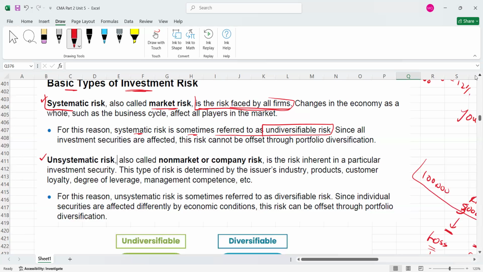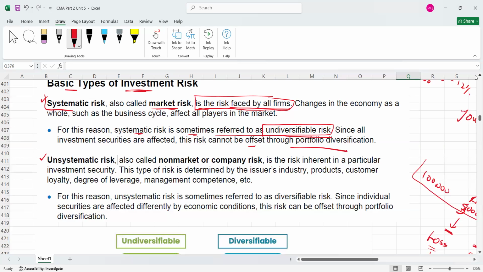You cannot eliminate. Now the point is that these risks, as we will see in the future also, have a relation with specific models like the capital asset pricing model that will link again there. But today I'm just explaining the definitions. Okay, so what is a systematic risk? The risk which is faced by all firms, and this risk cannot be diversified away even if you hold a diversified portfolio. Okay, so you cannot offset this risk through portfolio diversification.